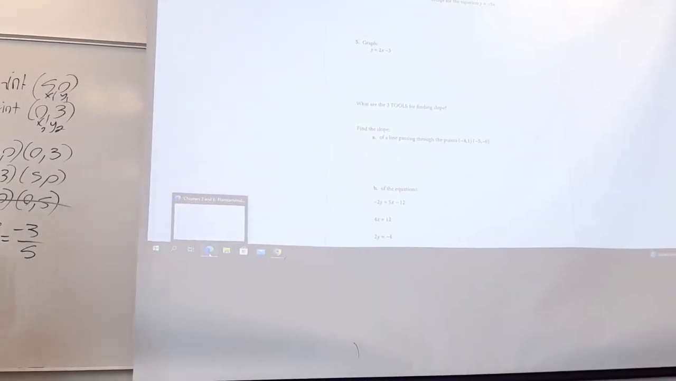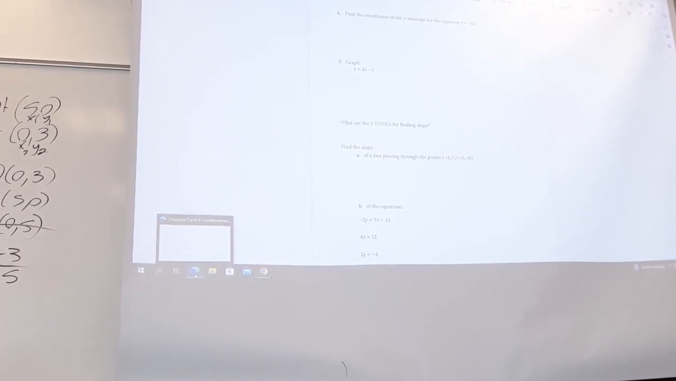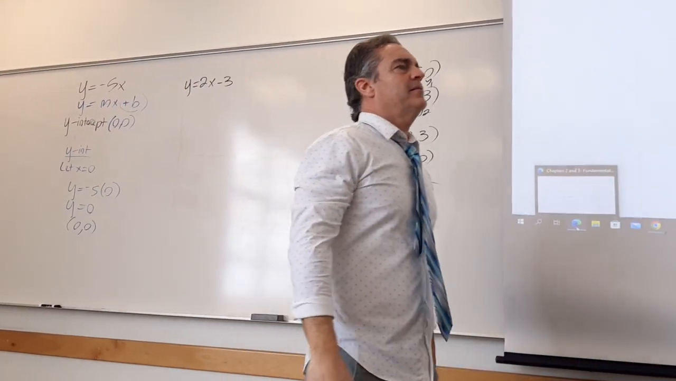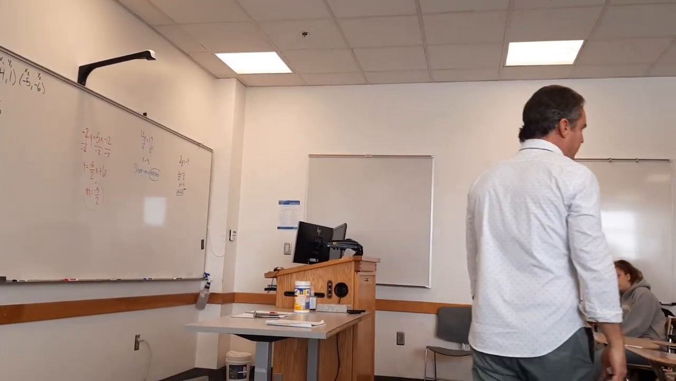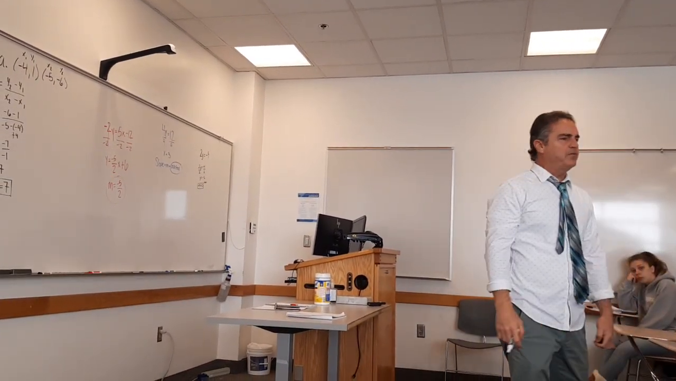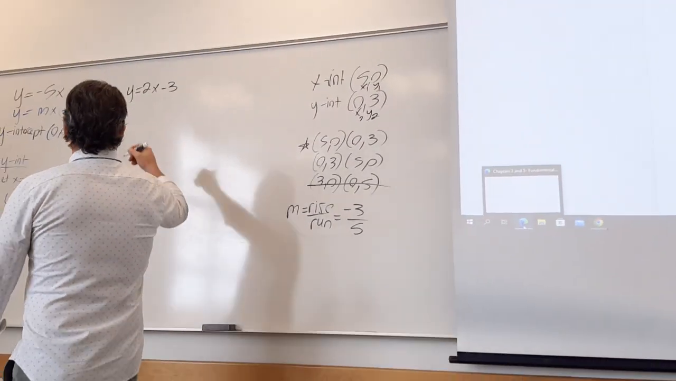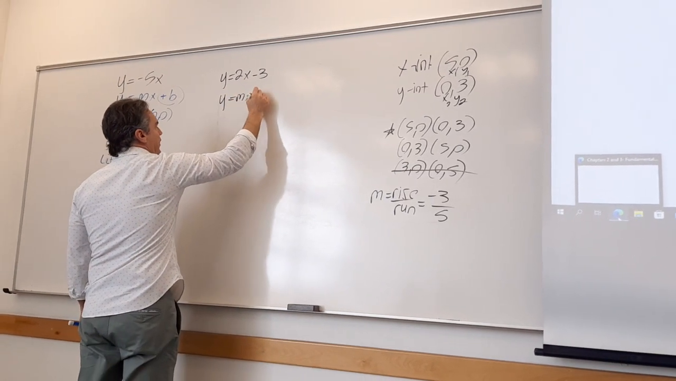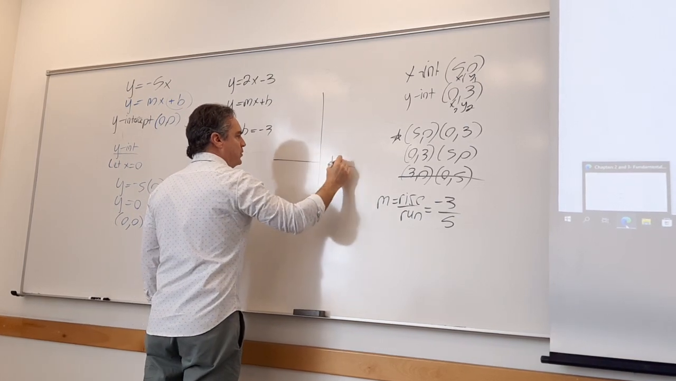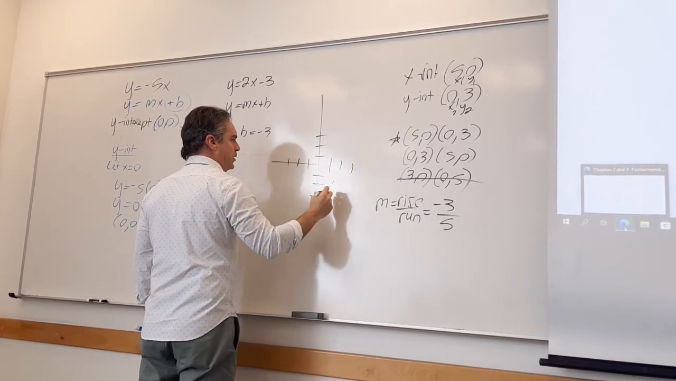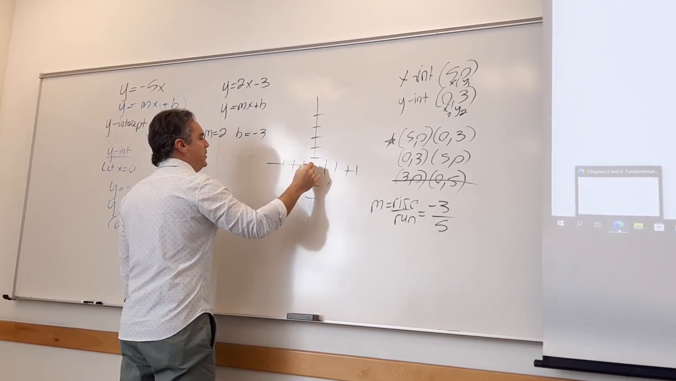Graph y equals 2x minus 3. This is like when your girlfriend says, give me a kiss. You're like, okay. It's just easy. There's nothing involved in this. It's already in y equals mx plus b form for you. M equals 2, b equals negative 3. So 1, 2, 3, going down; put a 4 or 5 here or something like that. Here we go. So we got b equals negative 3 right there.